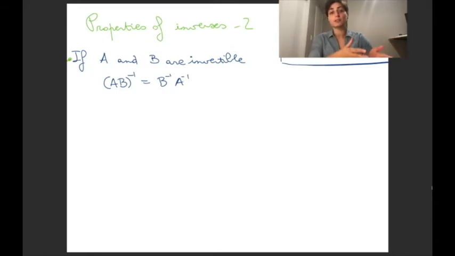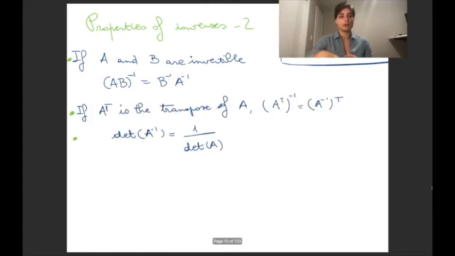But there are some properties of inverses that are quite important. For example, if A and B are both invertible, then their product is invertible, and the inverse of the product is the product of the inverses with flipped order.